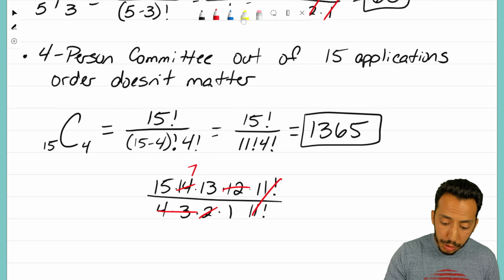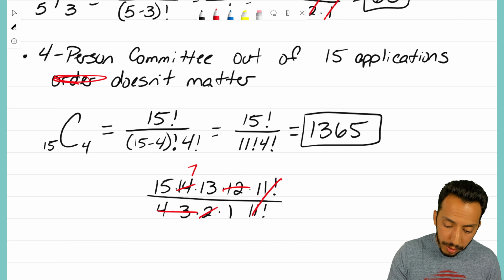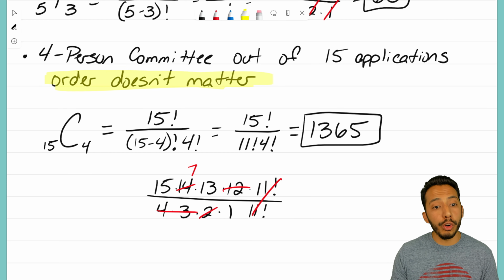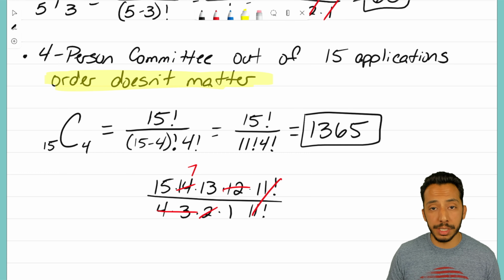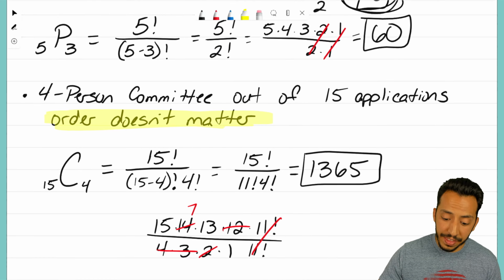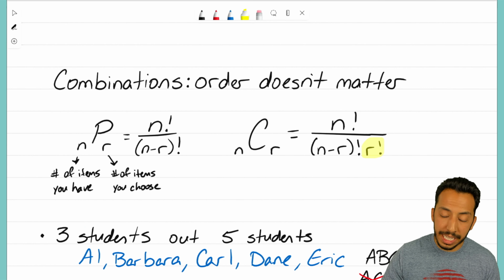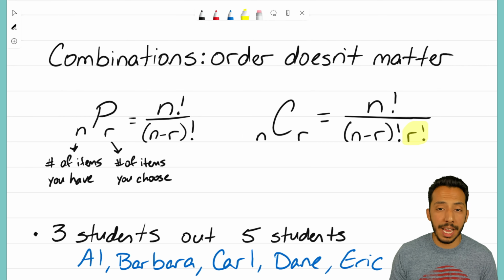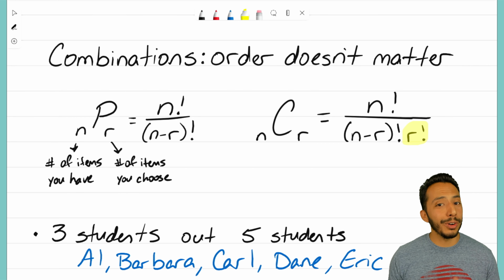But what's important is you've got to recognize, whoops, I did not want the red, I wanted my highlighter. You've got to first recognize, does order matter? If order matters, it's a permutation. If order doesn't matter, it's a combination. And these are our two formulas that we'll keep using, and you'll always have to answer that question every single time. Does order matter or does order not matter?